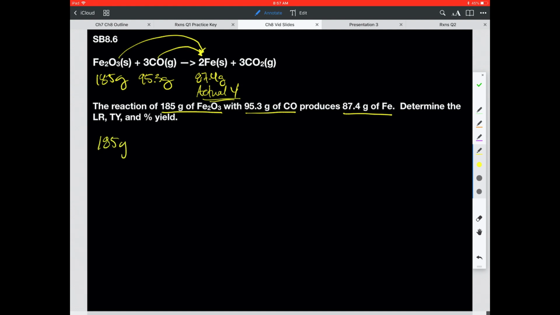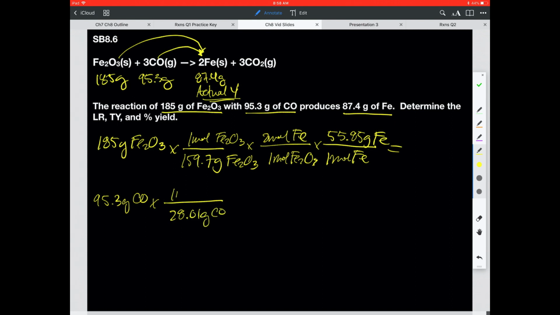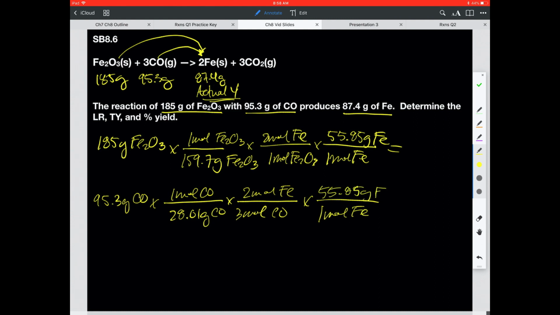All right, so we have our 185 grams of Fe2O3, and same thing as before, we're going to use our molar mass to get to moles. We're going to then go from moles of Fe2O3, so for every 1 mole of Fe2O3, we could produce 2 moles of Fe, and then for every 1 mole of Fe, that is equal to 55.85 grams of Fe. And let's set up that second piece of work, which has that 95.3 grams of CO, which is 28.01 grams of CO for every 1 mole. Then what's the name of this next conversion? Right, mole ratio. So for every 3 moles of CO, we could produce 2 moles of Fe. And again, 1 mole of Fe for every 55.85 grams of Fe.